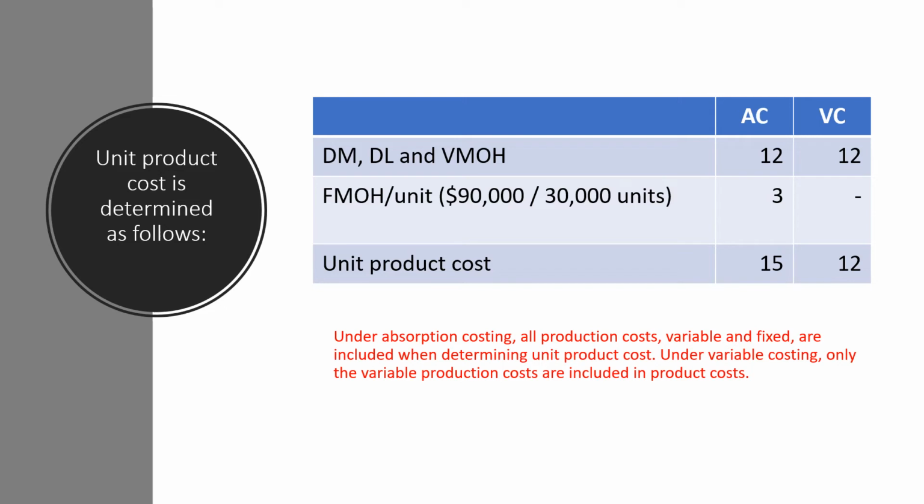Compute ulit natin magkano yung unit product cost under absorption costing and variable costing. So, under absorption costing, your unit product cost is 15, 12 coming from variable manufacturing cost, tapos 3 from your fixed manufacturing overhead per unit. Before ko pala makalimutan, the same pa rin yung number of units manufactured during the year, 30,000 pa rin. Now, with regards naman to your variable cost, yung unit product cost natin is 12. Hindi natin sinama yung fixed manufacturing overhead per unit.